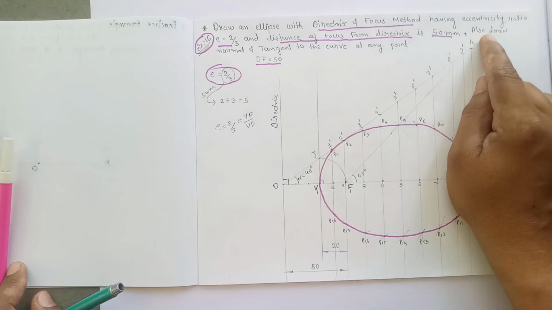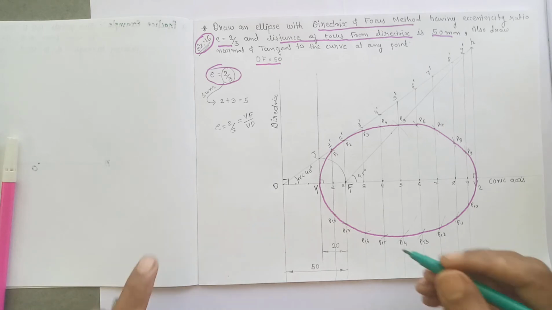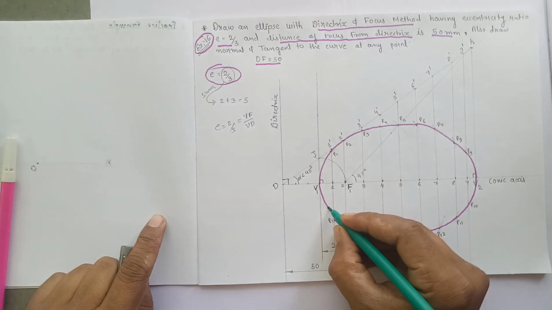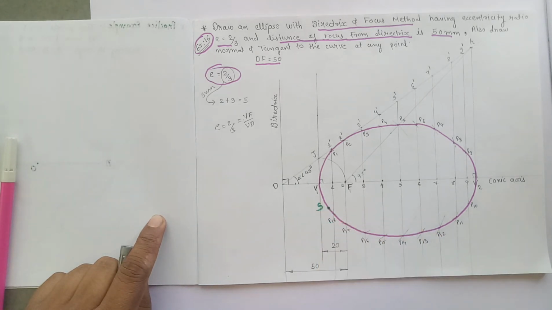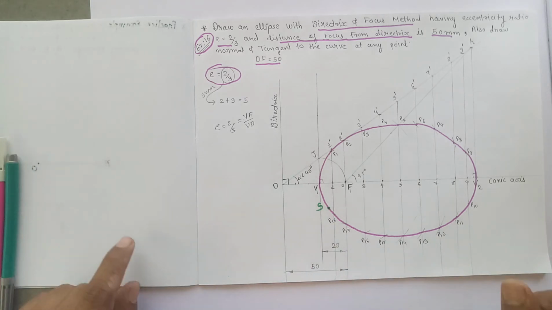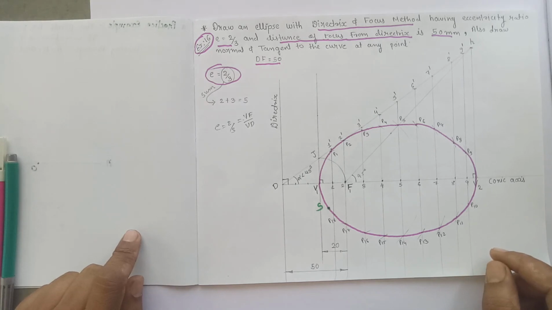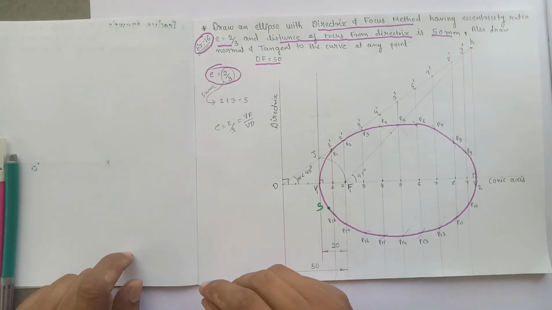Now here it is also given that also draw normal and tangent to the curve at any point on the curve. Now we have to mark any point S on the curve. Let us say that this point is the point S from which we have to draw the normal and tangent. In Directrix and focus method, the method to draw normal and tangent will be different, but in the further methods that we have discussed, the arc of the circle method, concentric circle method and oblong method, in each and every method the method will remain same to draw the normal and tangent, but here the method is little different.